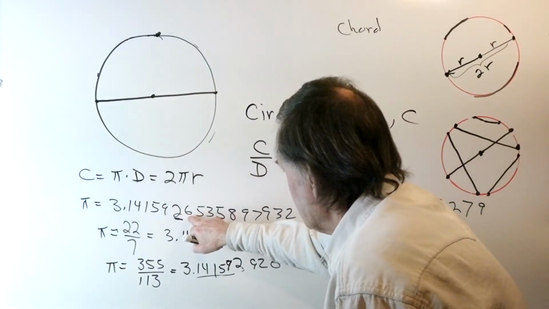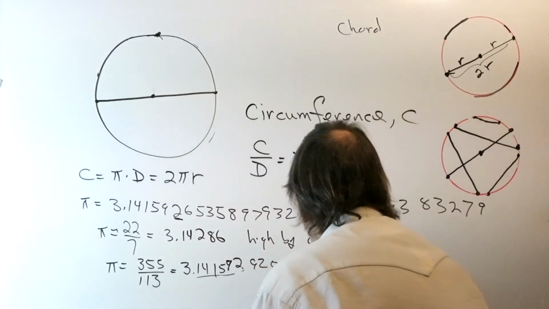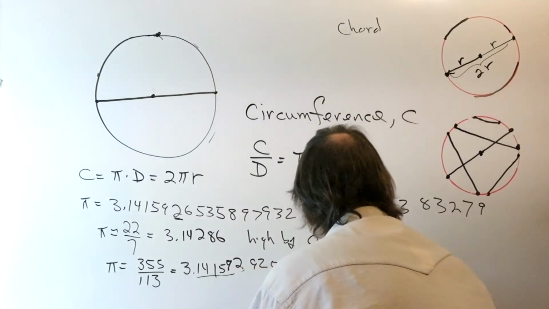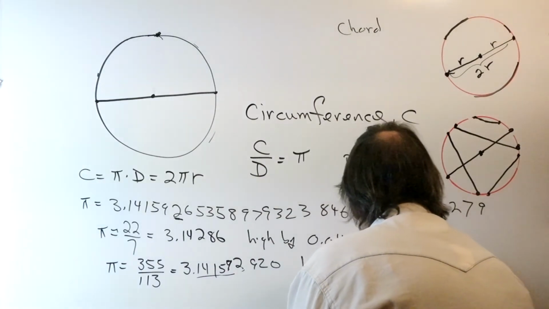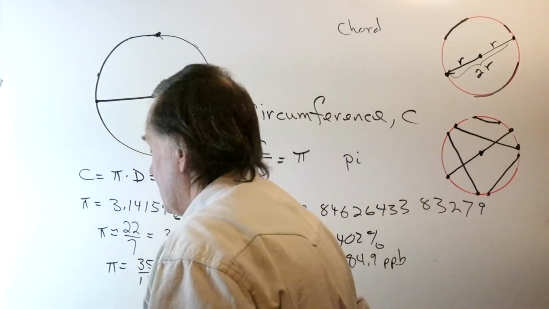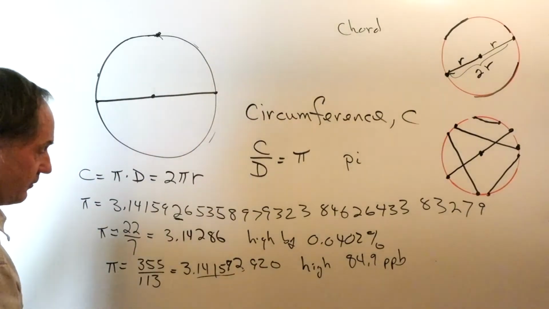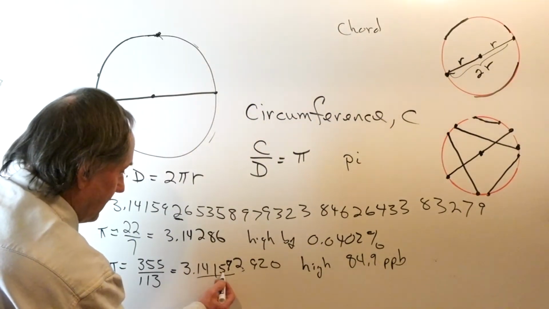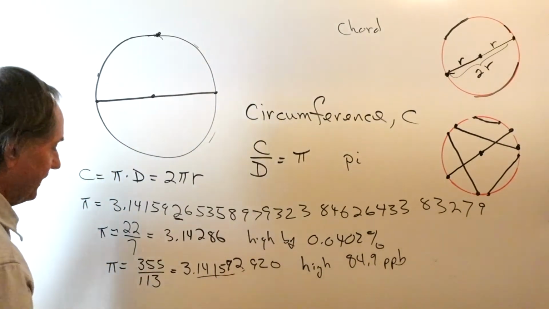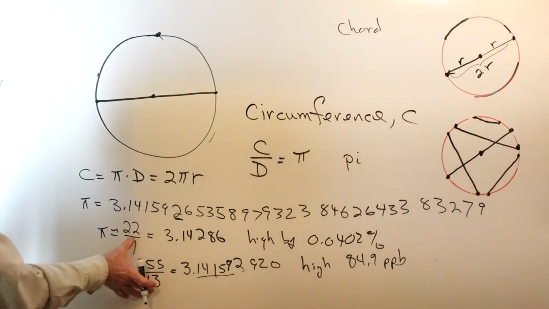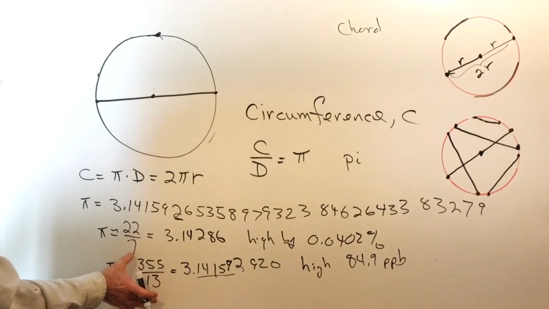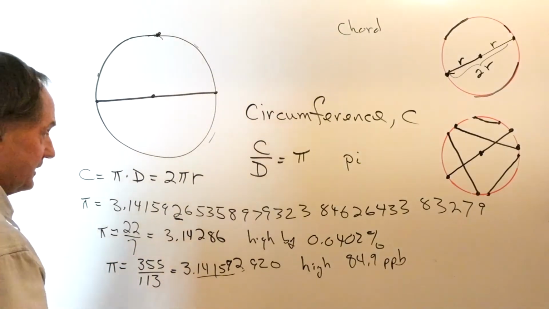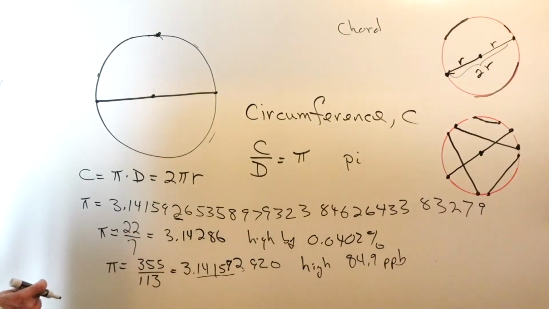In the actual value of pi it's 6, so this is also high, but this is high by 84.9 parts per billion. So it's really quite accurate. I mean, it's good to 6 decimal places. So these 2 approximations I'll be using in these discussions as we proceed ahead.